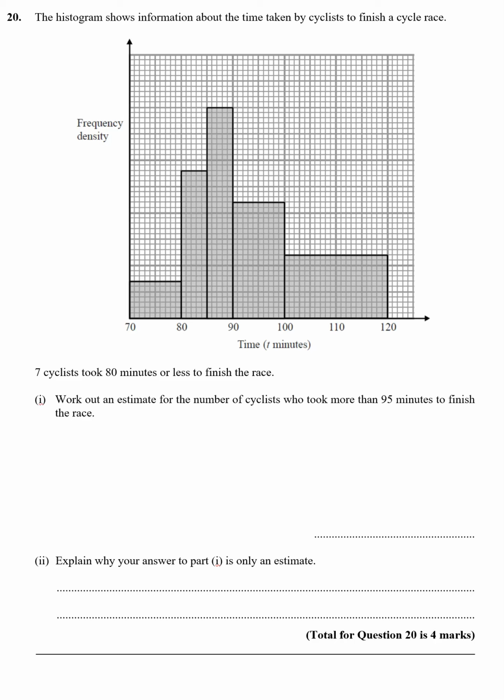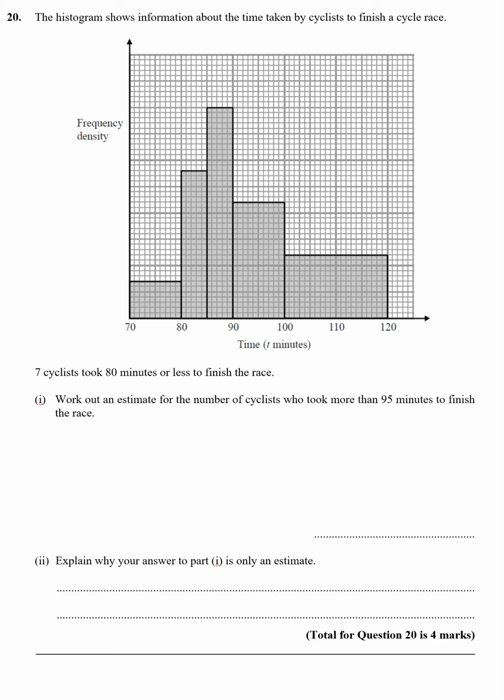Question 20. Histogram shows information about the time taken by a cyclist to finish a cycle race. 7 cyclists took 80 minutes or less to finish the race. Work out an estimate for the number of cyclists who took more than 95 minutes to finish the race.